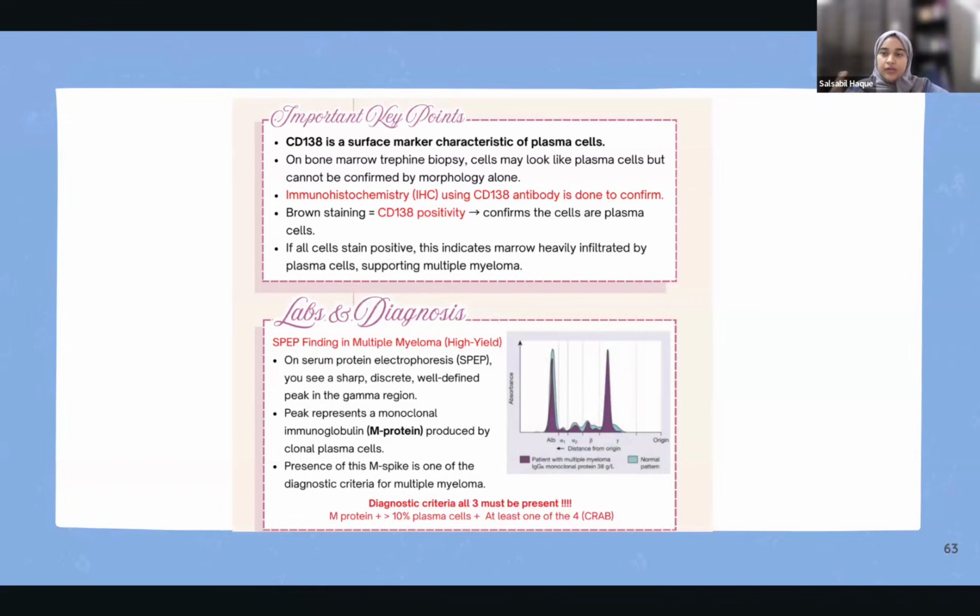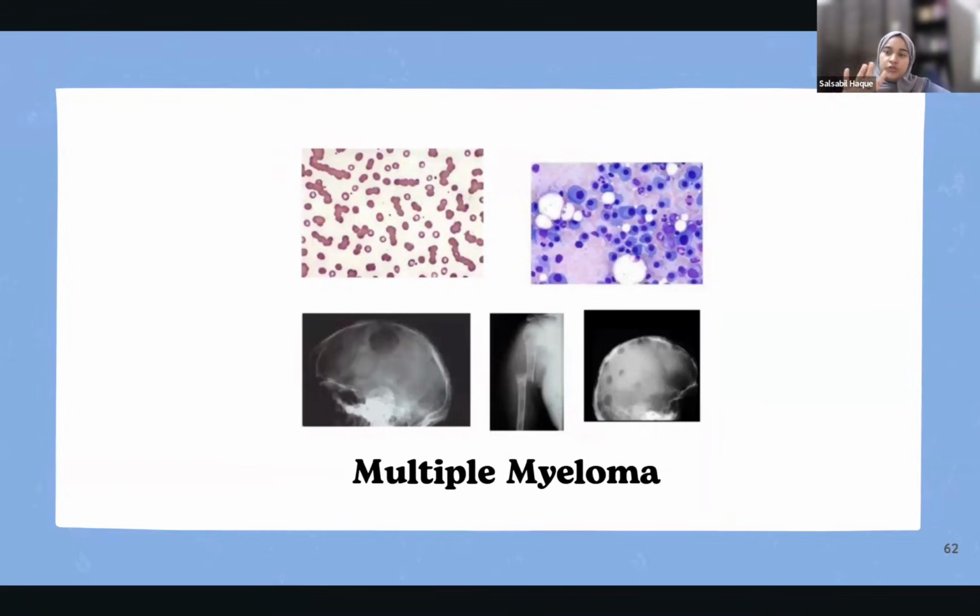Okay, so diagnostic criteria, you have three criteria: M protein, more than 10% plasma cells, and also at least one of the four symptoms. So what are the four symptoms in multiple myeloma? The mnemonic is CRAB. So you have hypercalcemia, renal involvement, anemia, and osteolytic bone lesions. Okay. So yeah, that's basically it.